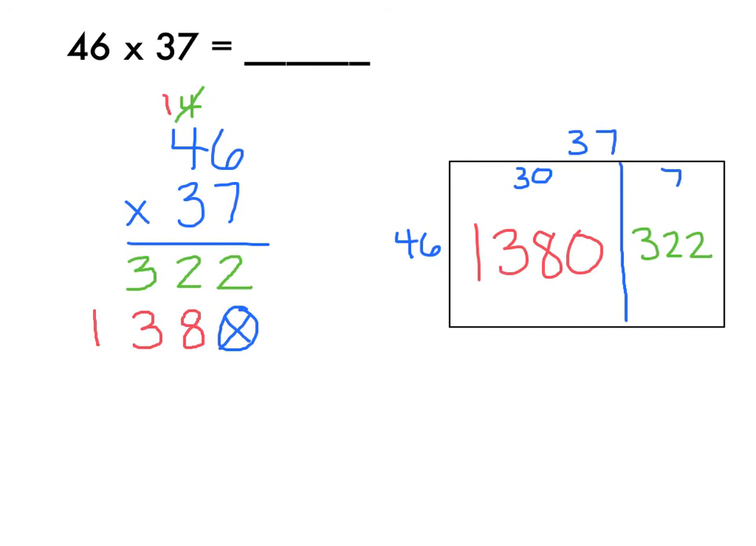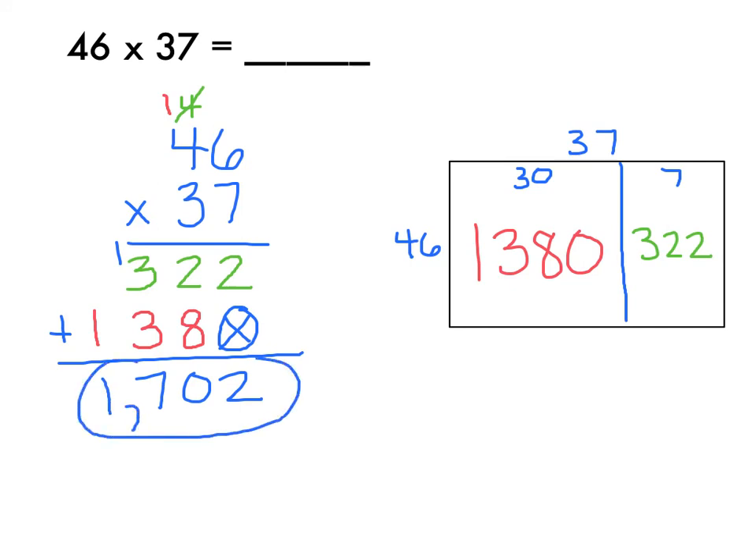Now I'm ready to add these two together, and I'm going to do 2 plus 0 is 2, 2 plus 8 is 10, 1 plus 3 is 4, plus 3 is 7, and 1 is 1. And I'm getting my final answer of 1,702. And that does make a lot of sense because if you look back at my array, I would be adding these two together and I would get 1,702.